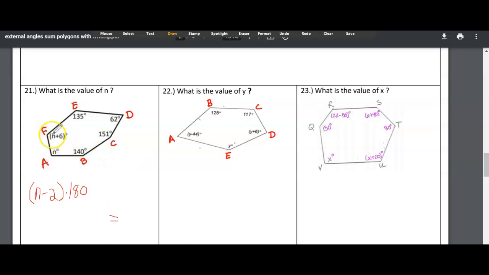Then all you have to do is add up all the unknowns, right? In this case, they're n's. So I have 2 n's. Then you add up all the degrees, right? 6 plus 135, 62 plus 151 plus 140. Then you solve your equation. Okay, so do number 21, number 22, and number 23.